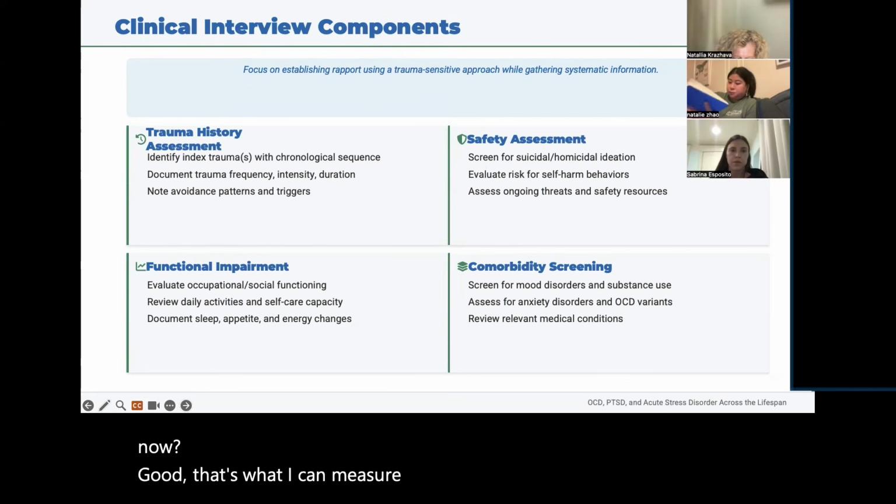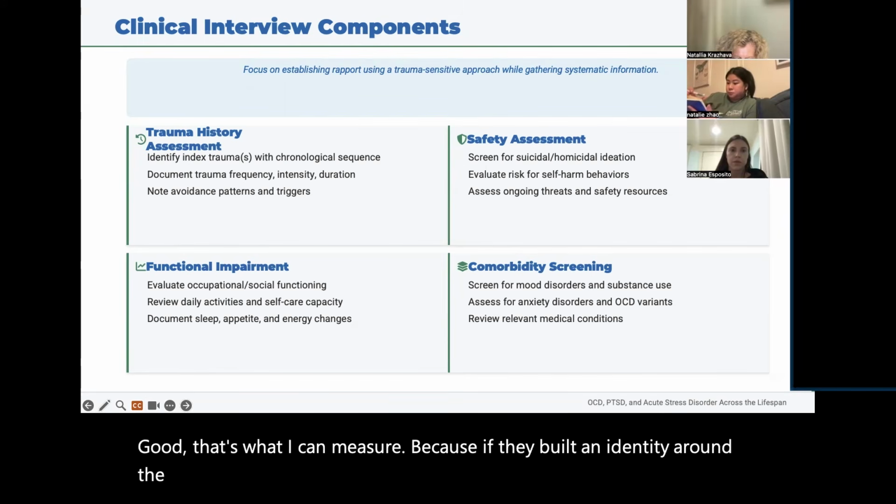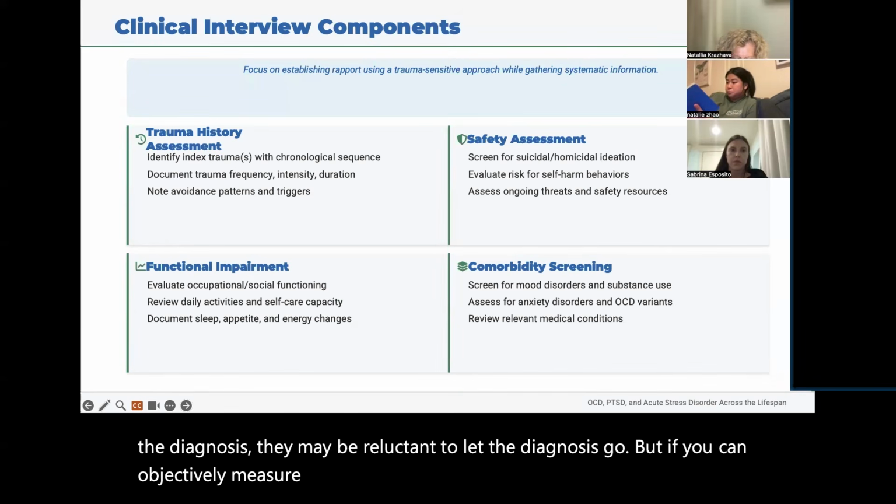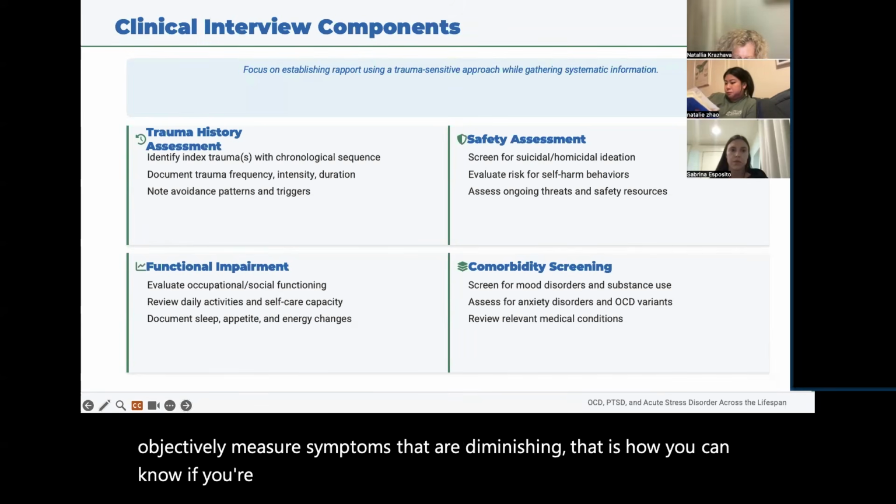Because if they've built an identity around the diagnosis, they may be reluctant to let the diagnosis go. But if you can objectively measure symptoms that are diminishing, that is how you can know if you're moving in the right direction.